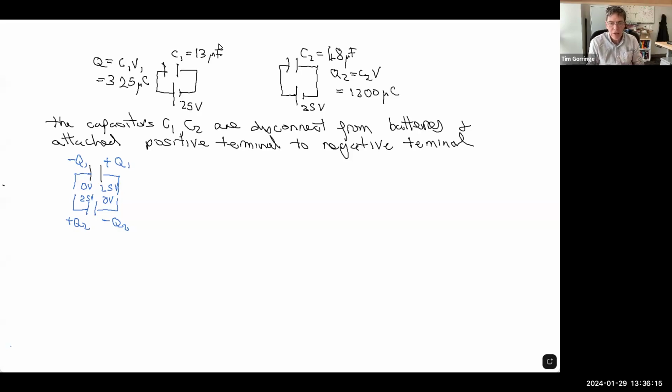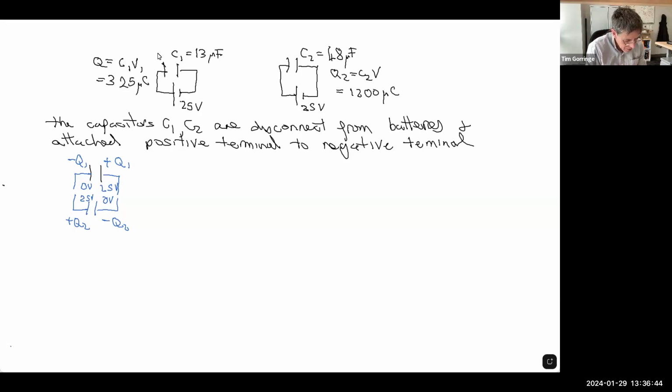They're both initially connected to 25-volt batteries. So they're both connected to the same potential difference. And because of that 25 volts, charge is stored on capacitor C1. Charge is stored on capacitor C2. It's going to be more on C2 than on C1 because the capacitance of C2 is larger. Capacitance of C1 is smaller.